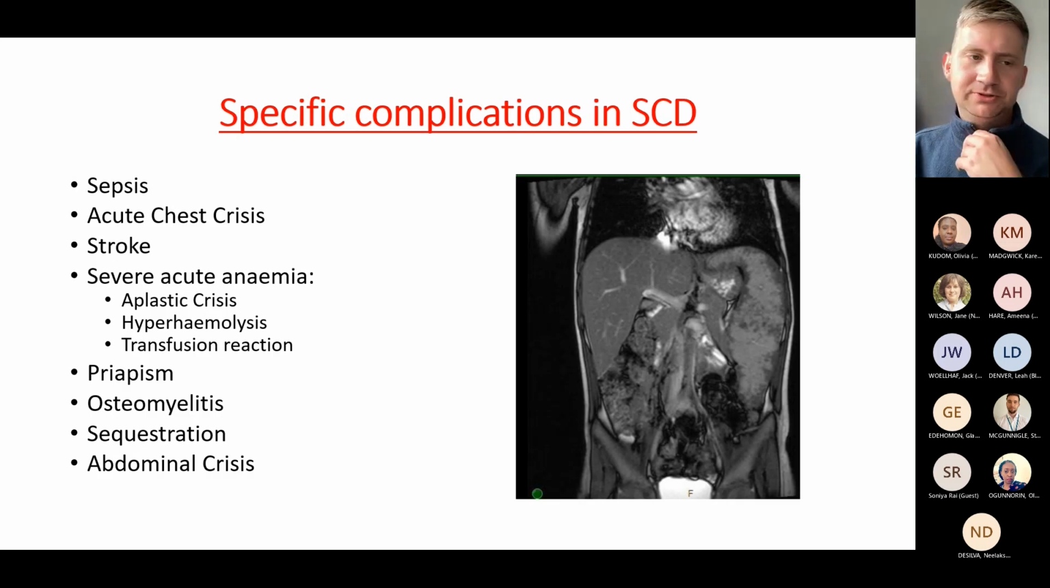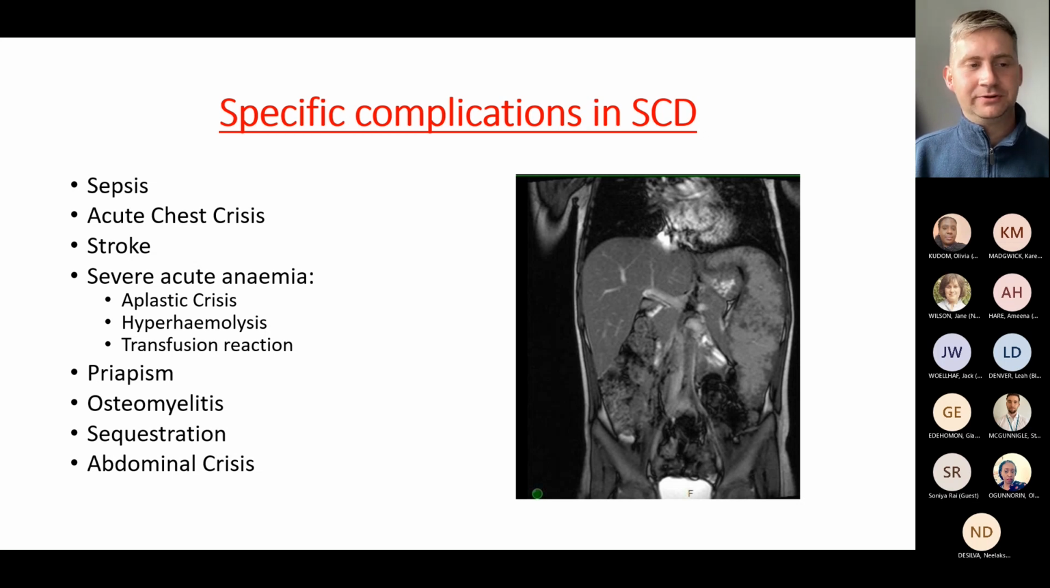So very briefly, I just want to talk about what the specific complications in sickle cell disease are. So sepsis, as I've just said, asplenism happens due to sickling around the spleen. And the spleen is one of those magical organs that not anyone knows fully what they do. But we know that the spleen helps fight infection and helps clear out the blood.